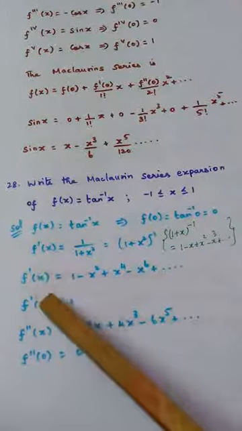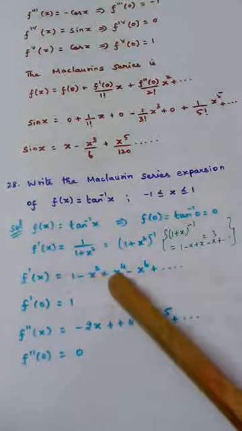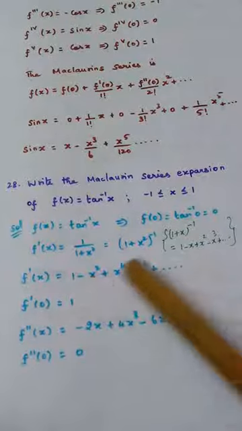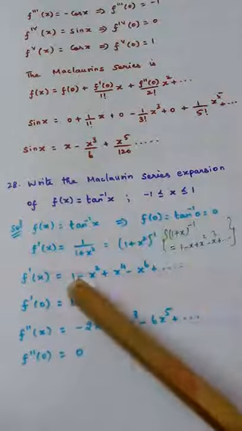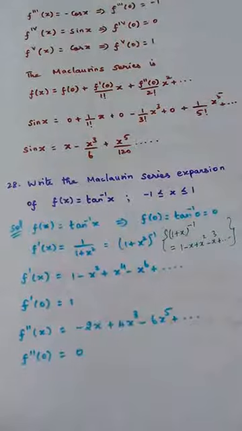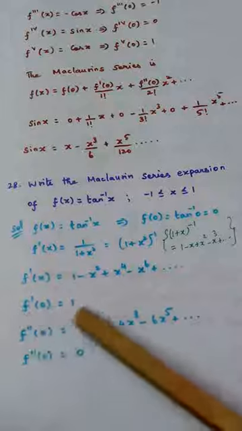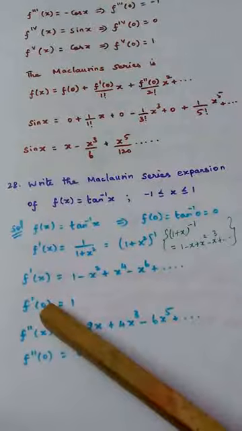Now put 0 in place of x. All the other terms from the second term onwards become 0 because x is present in them. If I put 0, everything goes off. Only 1 remains. So f dash of 0, I got one value. Still 2 more values I need.